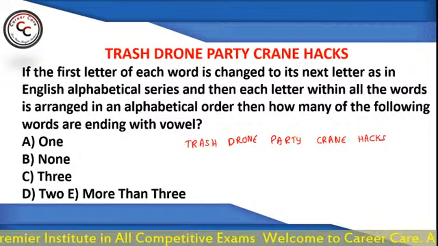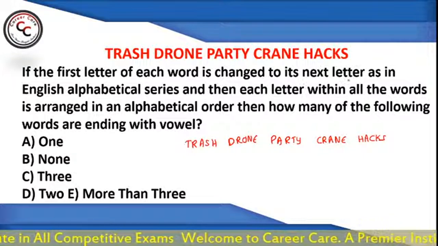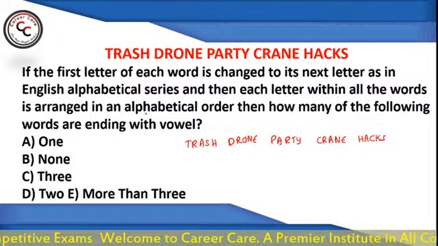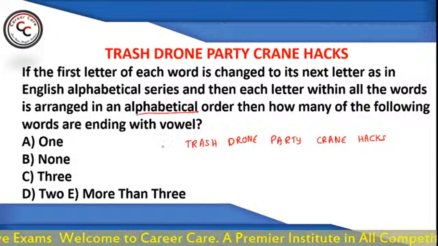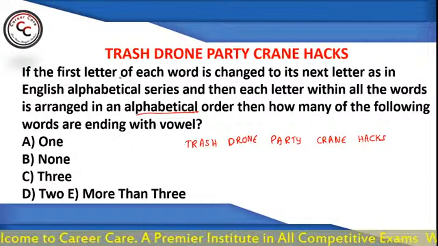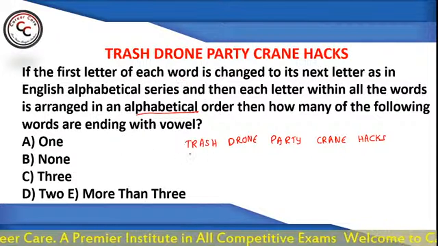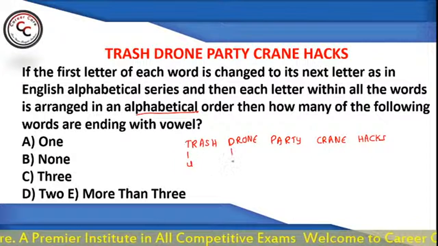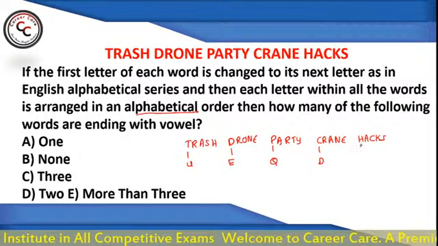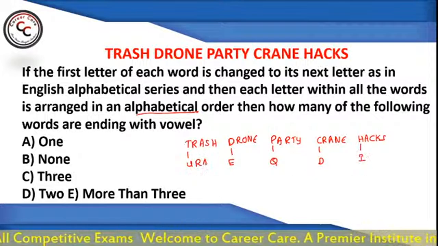Here you can see the first letter of each word is changed to next letter, and then each letter within the words is arranged in alphabetical order. Then how many of the following words are ending with a vowel? So what he is telling is first change first letter to next letter. So T next letter is U, D next letter is E, P next letter Q, C next letter D, H next letter I. Simple. So remaining letters will be same.